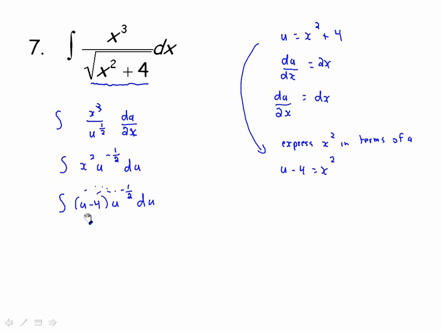So I'm going to multiply that u to the 1 in, and when I do that, u to the 1 times u to the negative 1/2 is u to the positive 1/2. And then minus 4 u to the negative 1/2 du. And I should actually have a bracket around that, just so it's clear what sort of integral we're up against. And then the rest of it should work well.